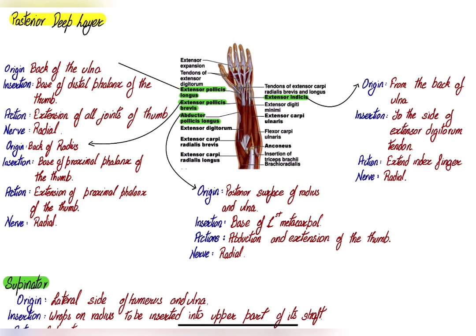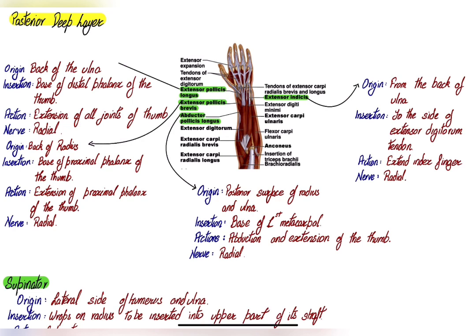Now there are five muscles of the posterior deep layer as well. The first one being the extensor pollicis longus. The origination of this muscle is from the back of the ulna, and the insertion of this muscle is on the base of the distal phalanx of the thumb. The action that it performs is extension of the joints of the thumb, and the nerve is the radial nerve.